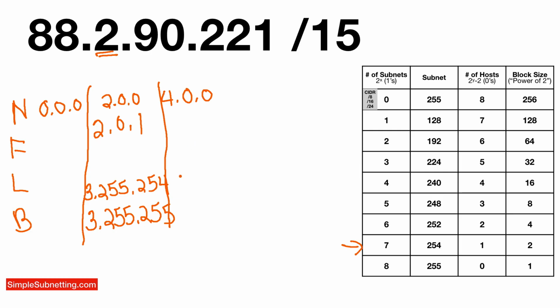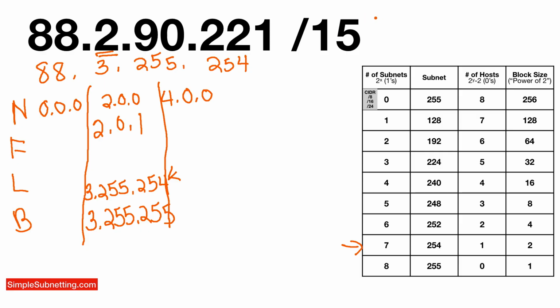So if they were going to ask us, let's just write for the last one. So the answer would be 88.3.255.254. That would be the last available IP address in this range. Okay.